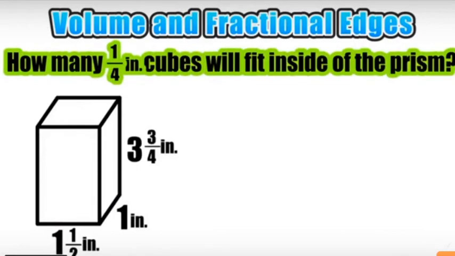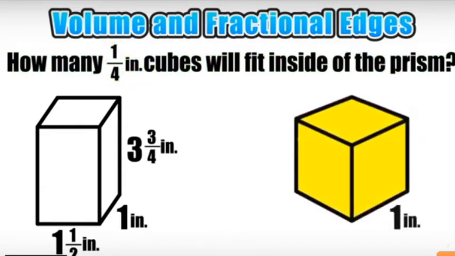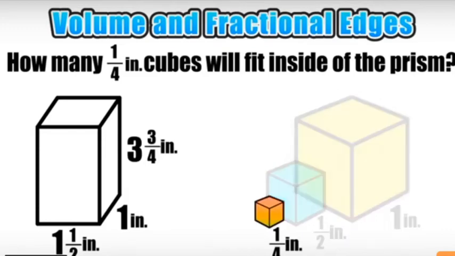So now let's take on one final example where we want to find how many 1/4 inch cubes will fit inside of the prism shown. Notice that this prism has what's called fractional edges. That means that the dimensions of the length, the width, and the height are mixed numbers and include fractions. In this case, our unit cubes are 1/4 inch in size. We can imagine a 1 inch cube, a 1/2 inch cube, and of course a 1/4 inch cube, which will be very small, so our volume will be represented by a much larger number than if we had used a 1 inch cube.